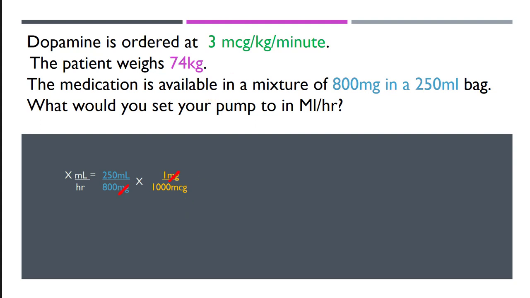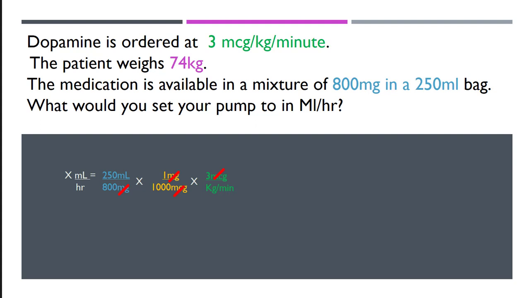Now I have micrograms on the bottom. Once again, I don't need micrograms on the bottom, I need hours. So I need to pull across the micrograms here, which is kilogram per minute. So 3 micrograms per kilogram per minute. That allows me to cancel the micrograms. Now I have kilograms per minute. I'm getting somewhere, but I still have more things to cancel.